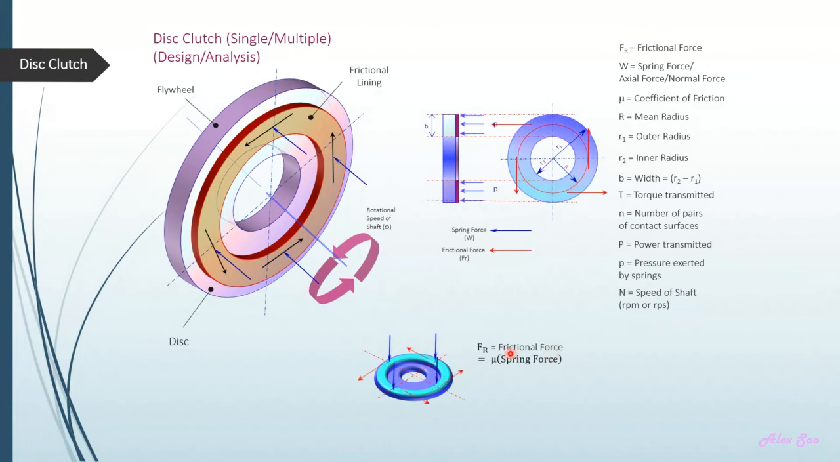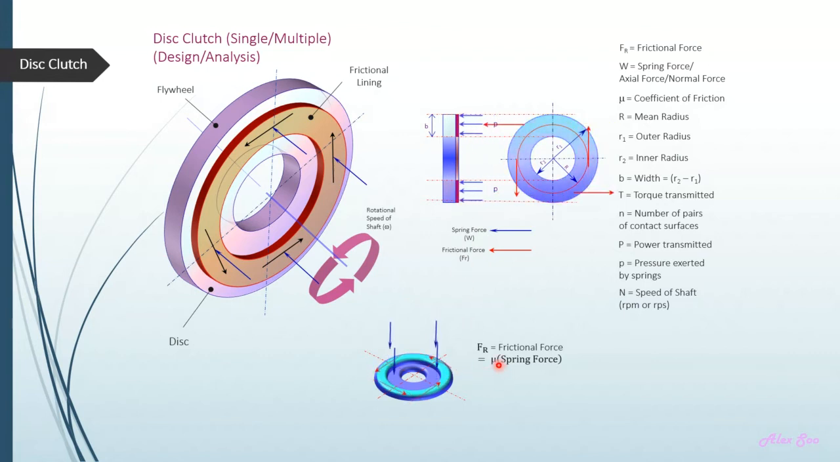So Fr is the frictional force, that is in red. You can find the frictional force by taking the coefficient of friction of the lining material. You have different types of materials, and different materials will give you a different value of coefficient of friction. It depends on the surface texture of the material. The spring force is denoted as W, which can also be known as the normal force exerted by the springs, that is in blue here.